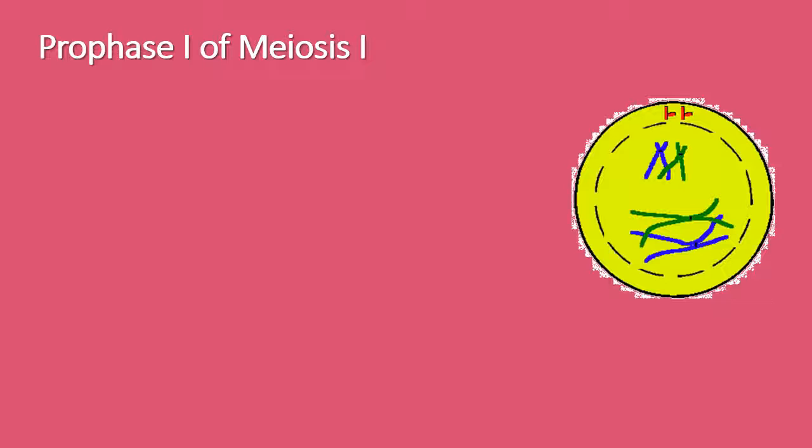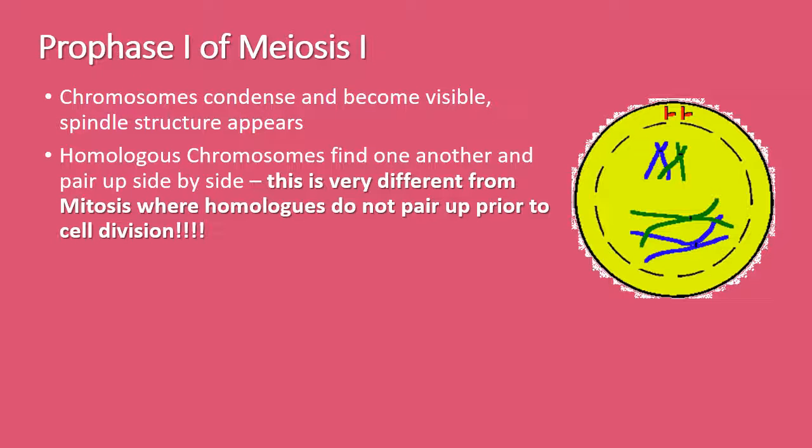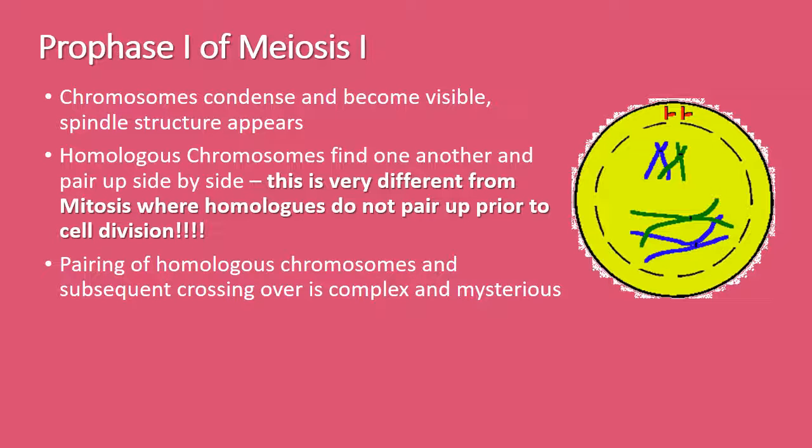Okay, so now we're going to look at each individual phase of meiosis. And the first phase is prophase 1, which actually is broken down into even more individual phases, because this is definitely the longest phase of meiosis. During prophase 1, the chromosomes condense and become visible, the spindle apparatus appears, all the same kinds of things that you see happening in prophase of mitosis. But something that's very different is these homologous chromosomes actually find one another and pair up side by side. This doesn't happen during mitosis.